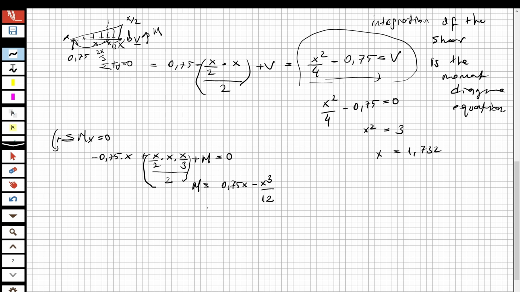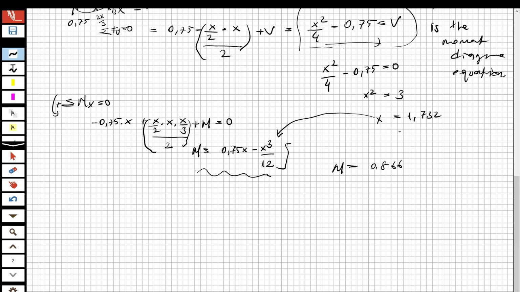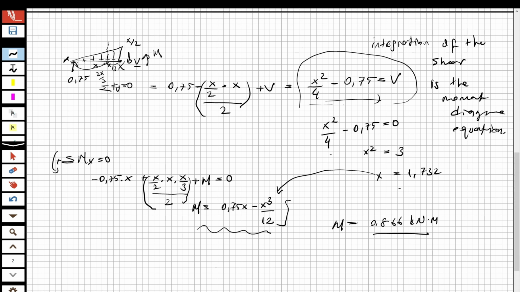And the formulation of the equation of the moment is also this one. When I put x equal to 1.732 into this equation, I'm going to obtain the moment 0.866 kilonewton meter. Okay, now I guess you understand how I did it.